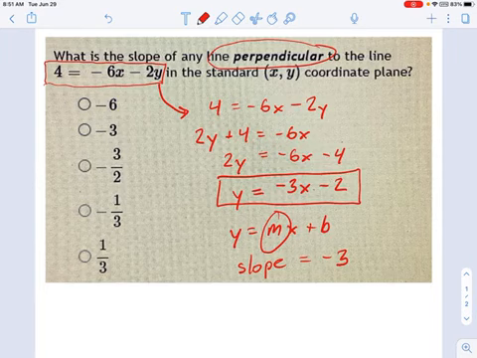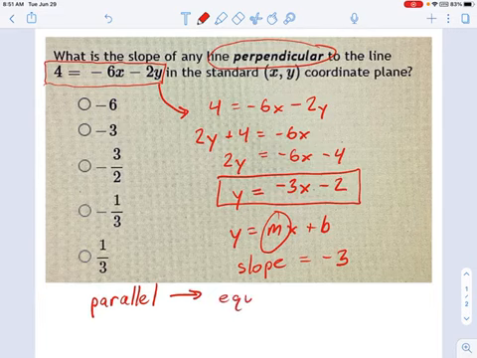Now, when we talk about a line perpendicular to this one, let's remind ourselves of two concepts. Parallel means equal slope. If two lines are parallel, then they have the same slope as each other. But perpendicular means something very different.